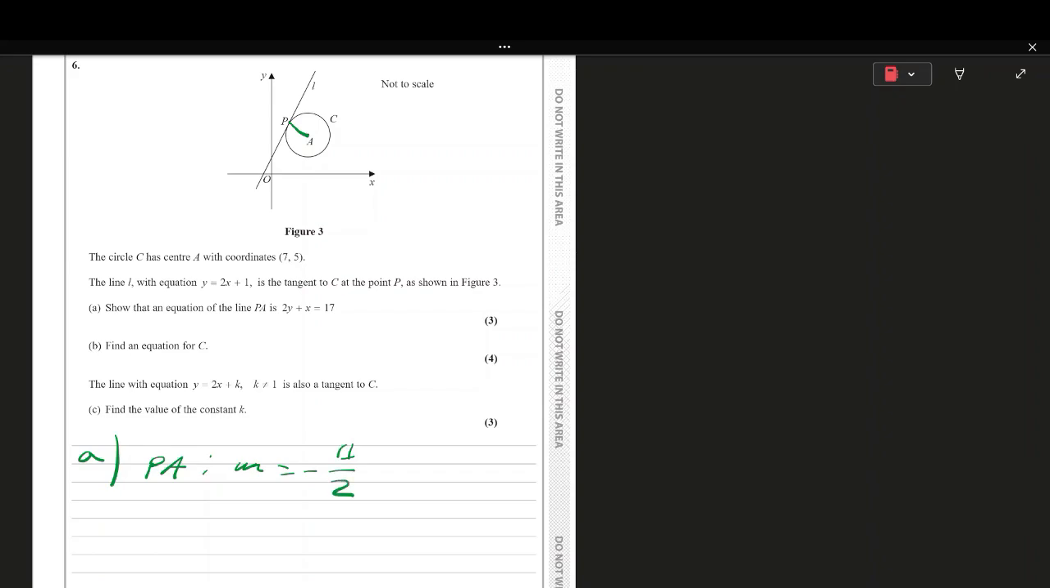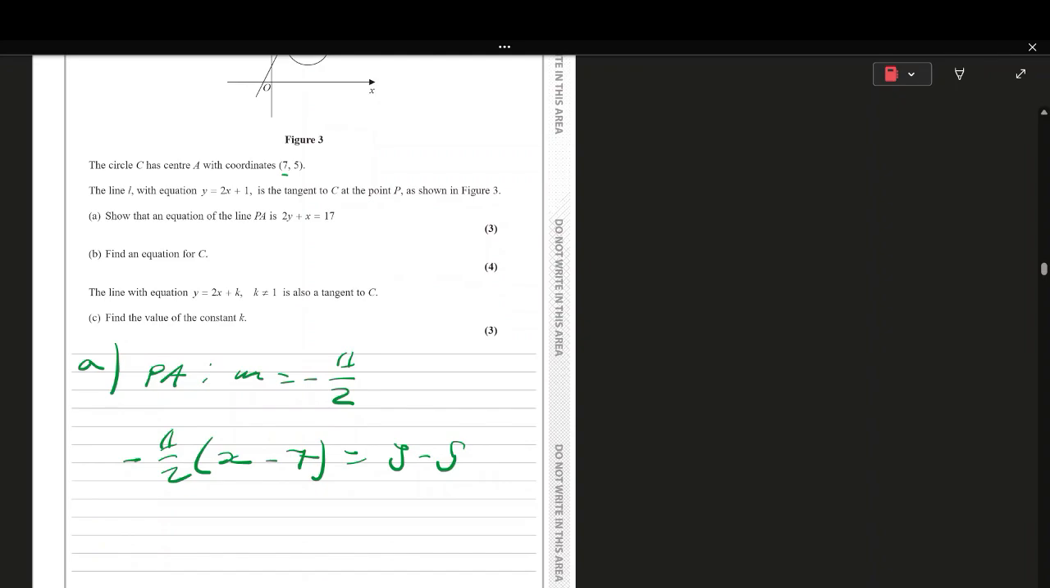So using the equation of the line, y minus y1 equals m times (x minus x1), you can write this as negative half times (x minus 7), since that is the gradient, equals y minus 5, since that's the y value. So then we can expand out this bracket, so we get negative x over 2 plus 7 over 2 is equal to y minus 5.